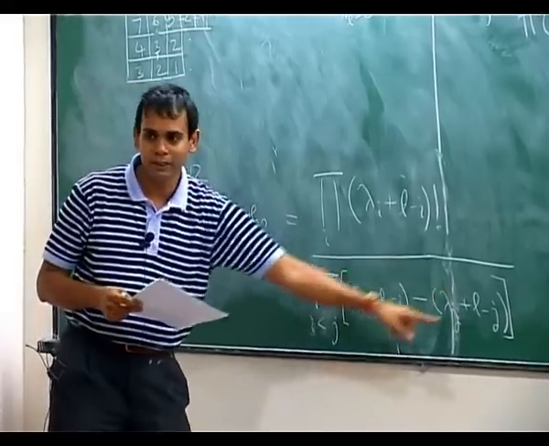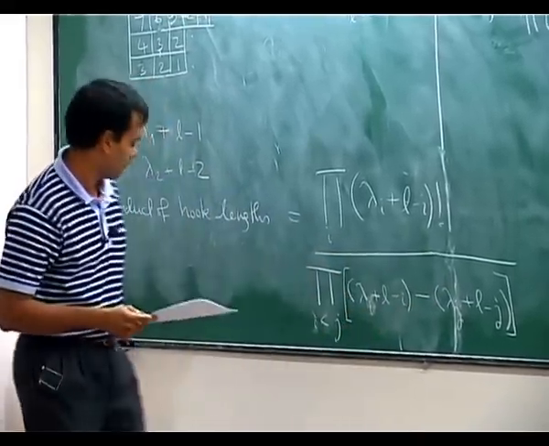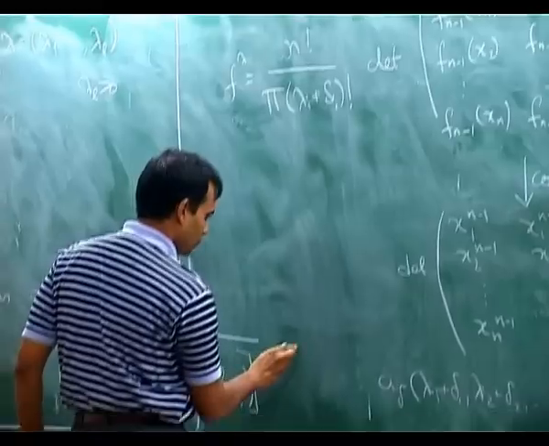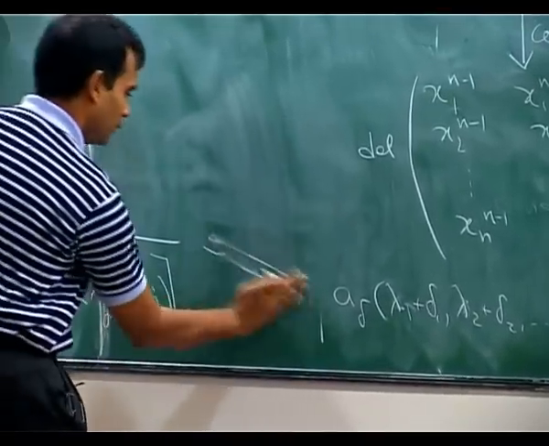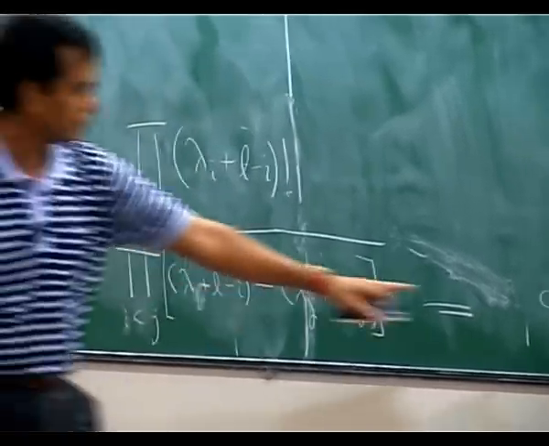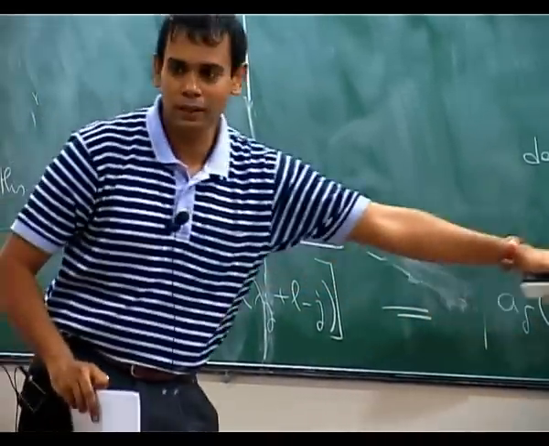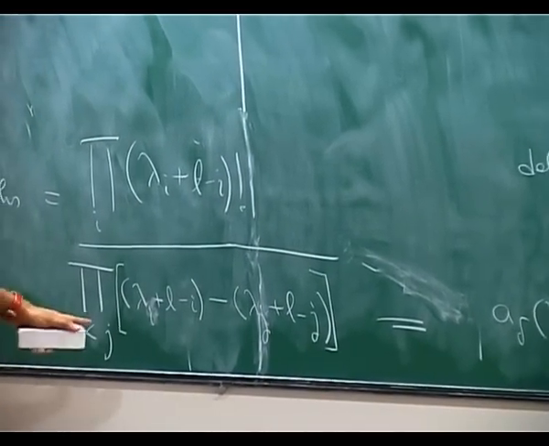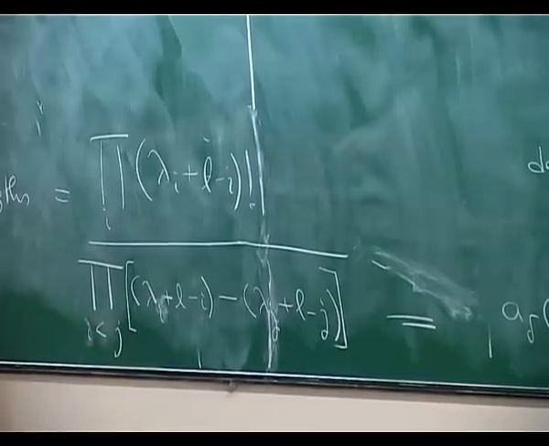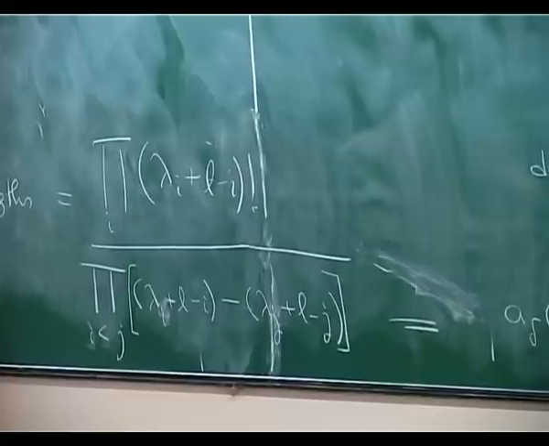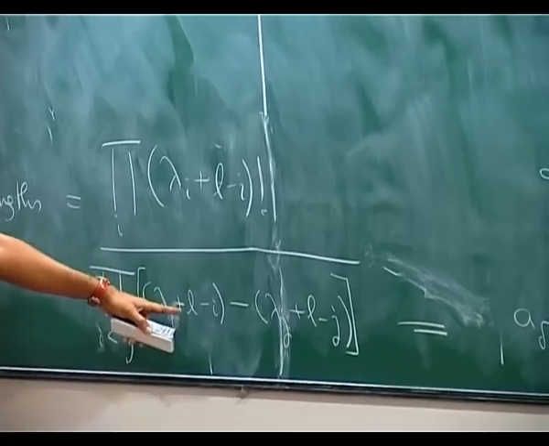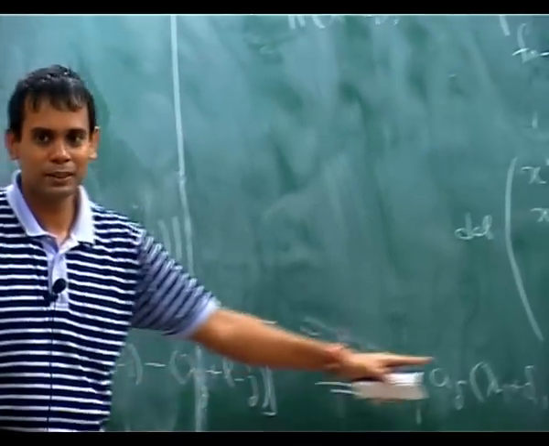Now look at this. This is a Vandermonde determinant right here. This denominator here is just this Vandermonde determinant, because it's the product over i less than j, xi minus xj, where for xi I substitute lambda i plus l minus i. No, l cancels. I want to actually put n, so there's actually still more discrepancy. I can put n here.